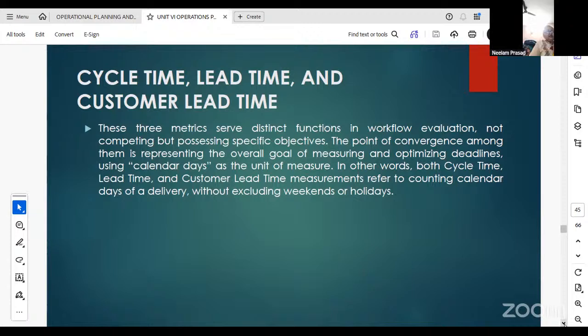Cycle time is the total time in completing the process. Lead time is how much lead time you need when you require something, at what time you should order it. And customer lead time, when the customer orders, how many days in advance you should get the order. So all these things together, they're not competing with each other, but you have to see to it that these things are maintained properly, so that finally whatever you are delivering is reaching the right person at the right time, at the right cost.